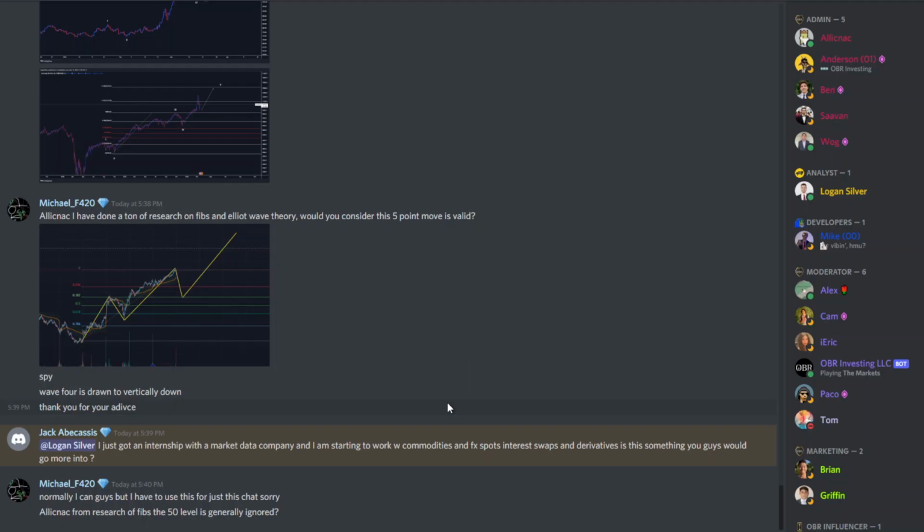Looking at the research on fibs, the 50 level is generally ignored. When I'm doing Fibonacci retracements, I'm looking at the 0.382 and 0.618, and for extensions, 1.618, 1.272, and 2.618. There are very specific ones I'm looking at.